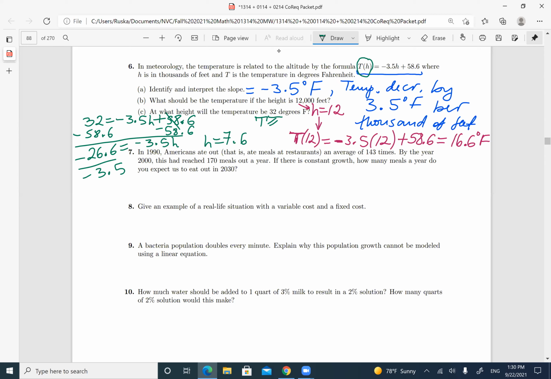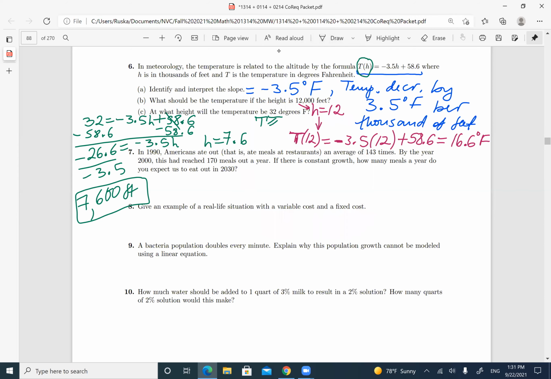But what is the height actually? At how many feet? Thousands of feet. So it's going to be 7,600 feet. The answer here is 7,600 feet, because the height is in 1,000 feet. So when you have word problems like this, you have to be careful about the unit, and whatever answer you get, you have to change it to the right unit. So that's the answer for C.